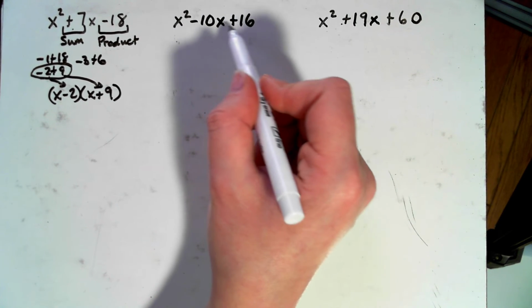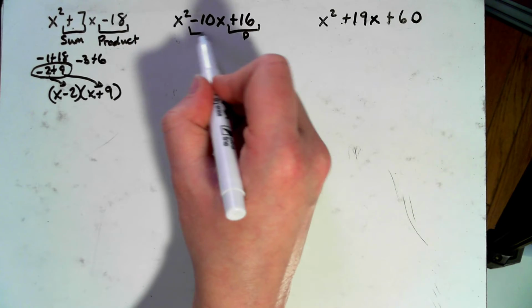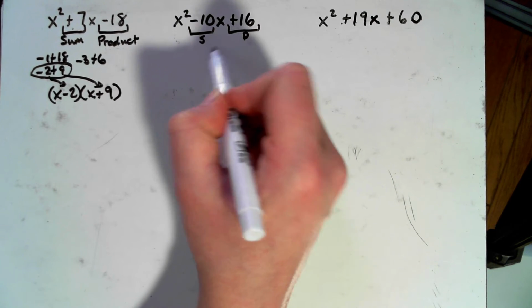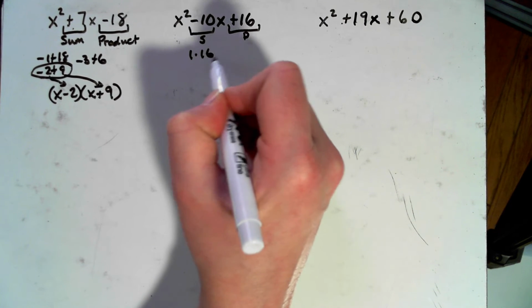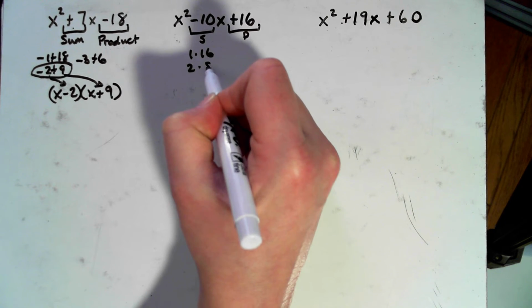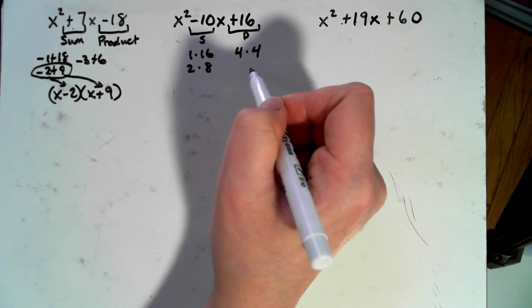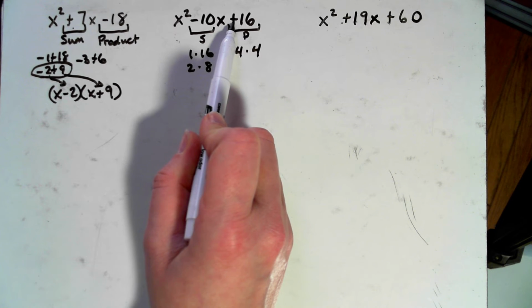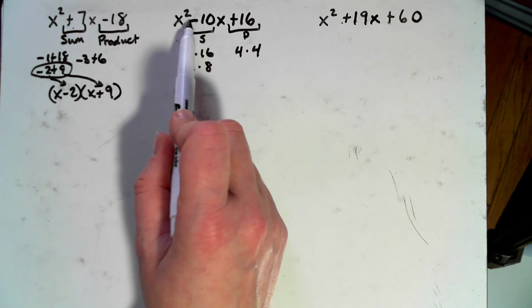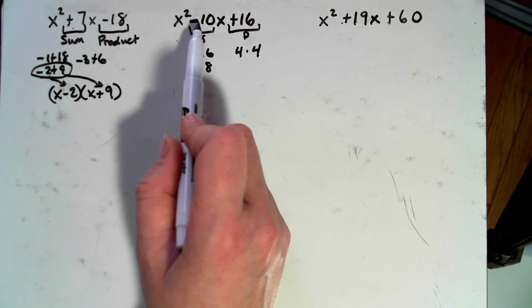Okay, now for this one, notice my product is 16 and my sum is negative 10. So 16 is 1 times 16, 2 times 8, and 4 times 4. Okay, now notice this is positive, meaning they have the same sign. This is negative, meaning that that sign has to be negative because they have to add to a negative.